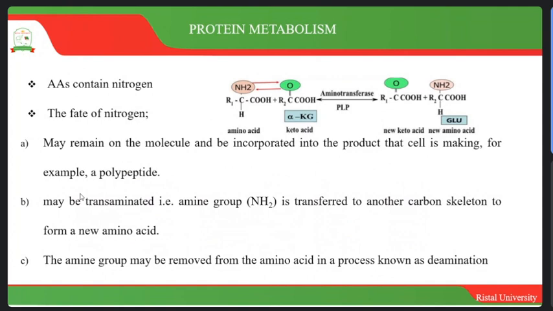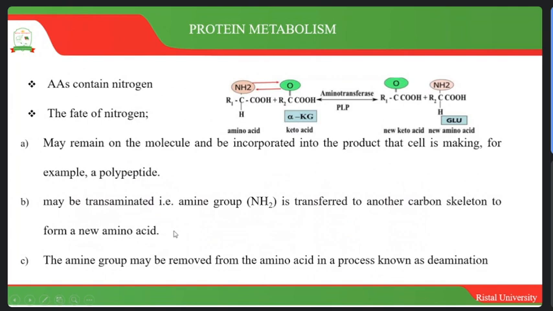Then maybe it can be transaminated. Transamination means the transfer of the amino group from one amino acid to a carbon skeleton that will form a new amino acid, and it also forms a keto acid. Just like you have seen in the structure here, we have amino acids with keto acids. PLP, pyridoxal phosphate, is the cofactor, and the enzyme is aminotransferase. So here they form this product and this other product. I think that is it for this slide.